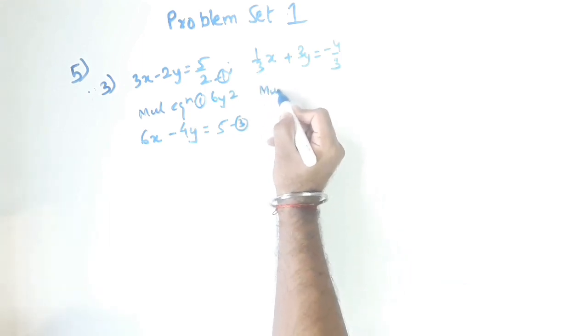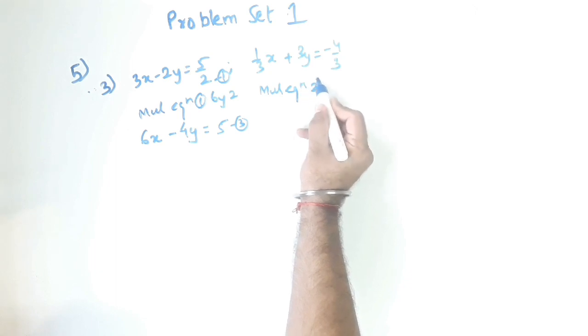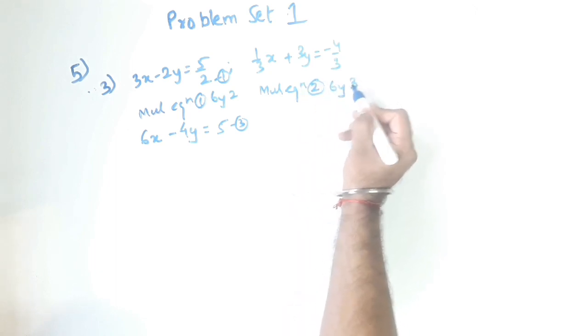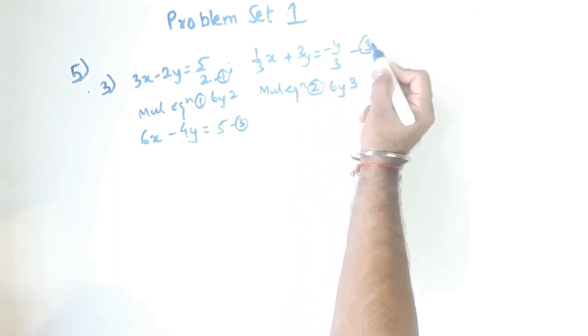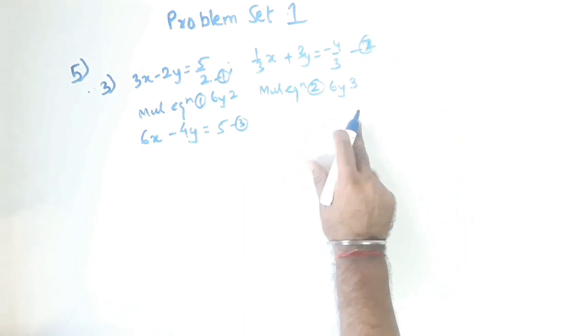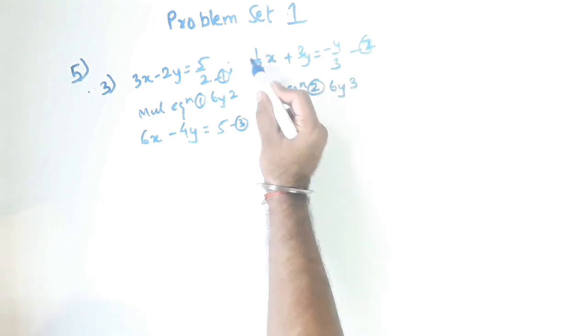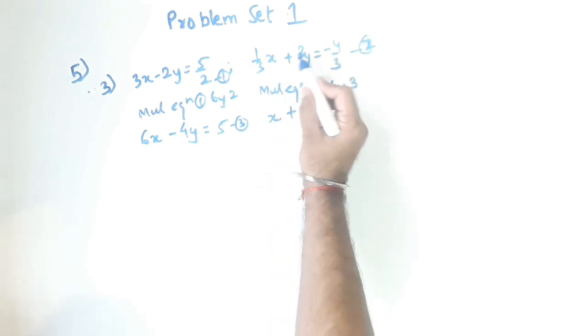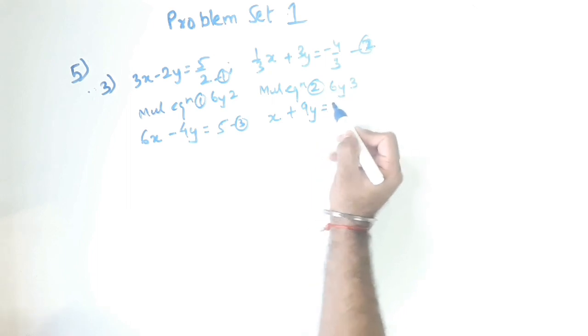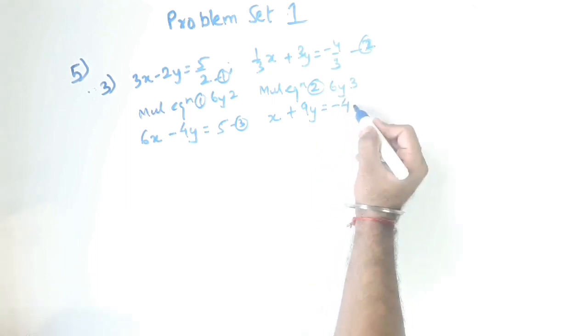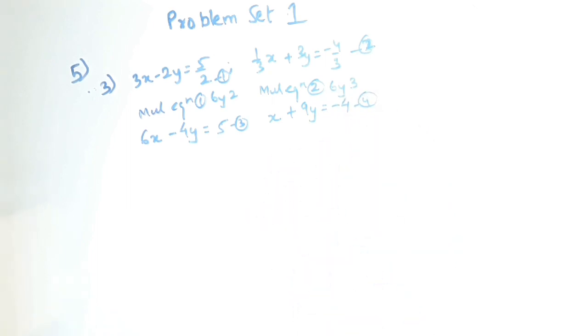Now multiplying equation 2 by 3. This is equation 2, which we will multiply by 3. So this will become what? Only x, the 3 will get cancelled. Here 3 will become 9y. Here 3 will get cancelled. So this is your equation number 4.